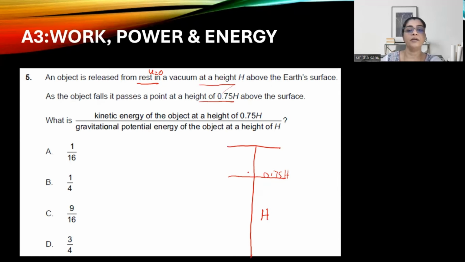So can I write that it is nothing but 1 by 4 of mgh, divided by the potential energy at height h, which is mgh? So can I cancel the common terms? The answer is 1 by 4, which is B.